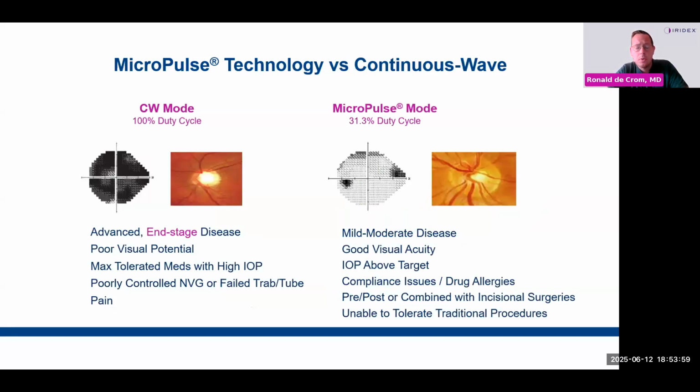In the presentation after mine, Ziad will discuss some more indications about the continuous wave mode. But we know from the past that the continuous wave mode can be used in advanced stage disease, patients with poor visual potential, or after failed trabeculectomy, or poorly controlled neovascular glaucoma. Also the micropulse mode you can use for this type of patients, but you can also use the micropulse mode in patients with milder glaucoma or better visual acuity.